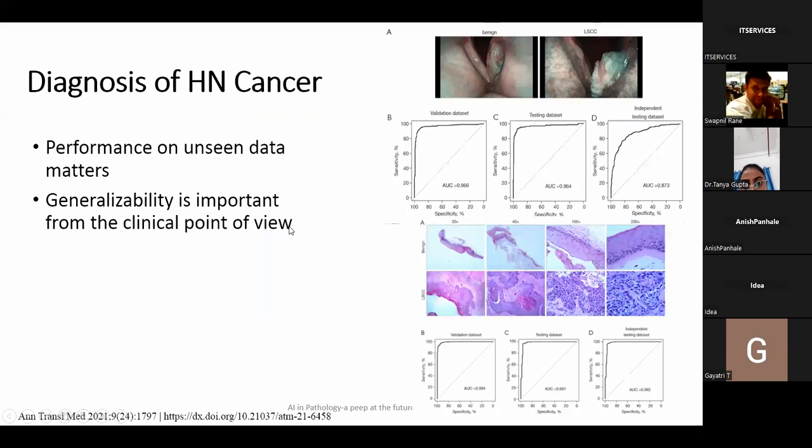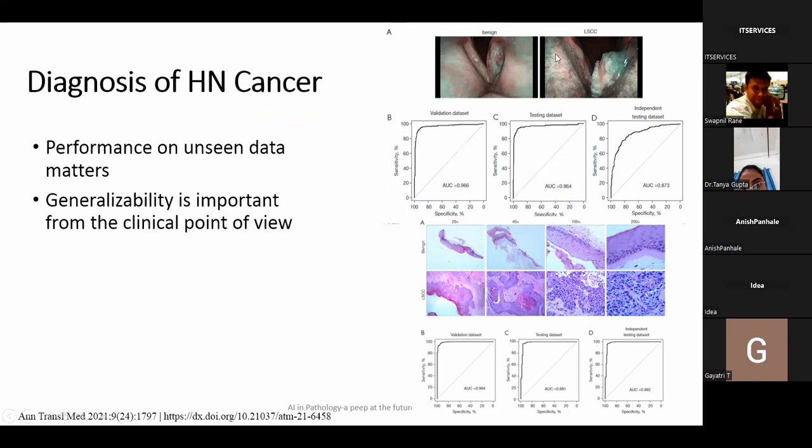When you come to head and neck cancer, there is not much work done in diagnosis, for a number of reasons, including the availability of funding, but also the complexity of head and neck cancer. The cell types are too many in head and neck cancer, and we are still in the early stages. We want to do some diagnostic work using AI models on head and neck cancer.